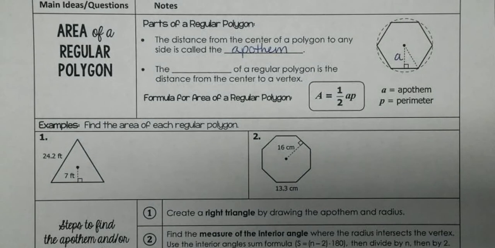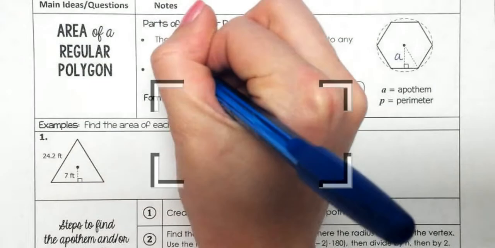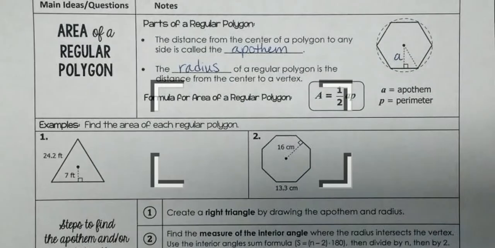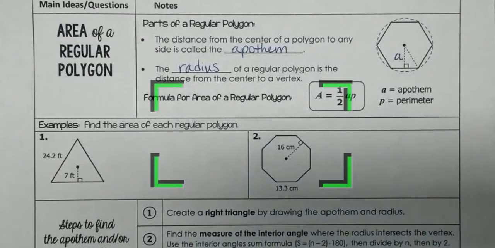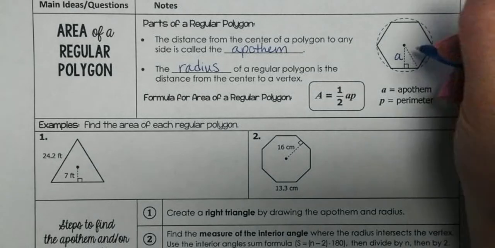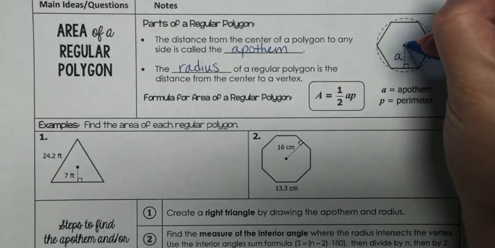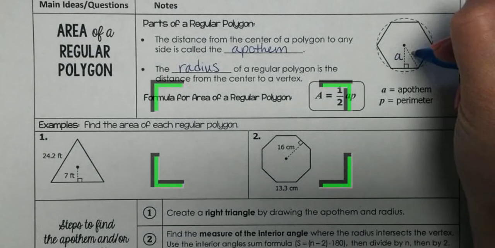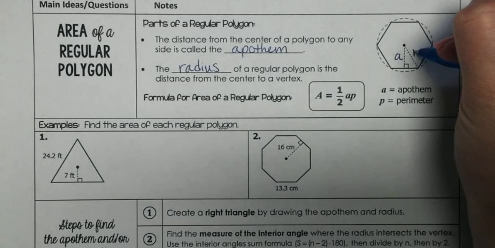The next part that we're going to talk about is the radius. So the radius of a regular polygon is the distance from the center to a vertex. So the distance from the center of the figure to the corner of the figure, the vertex, that is your radius, and we label that with an R.